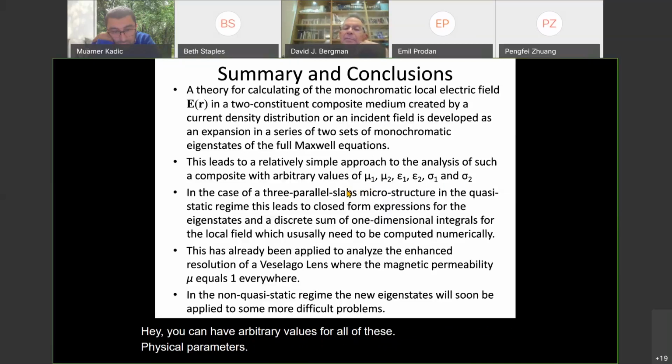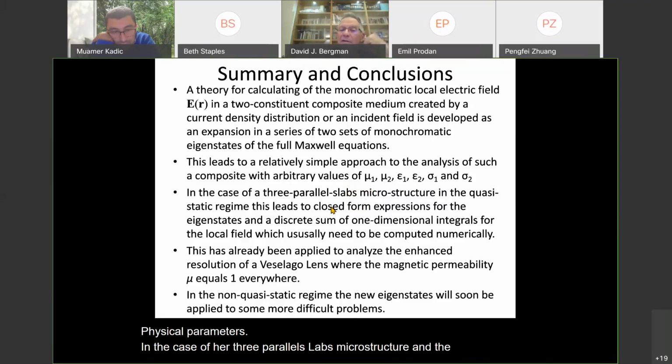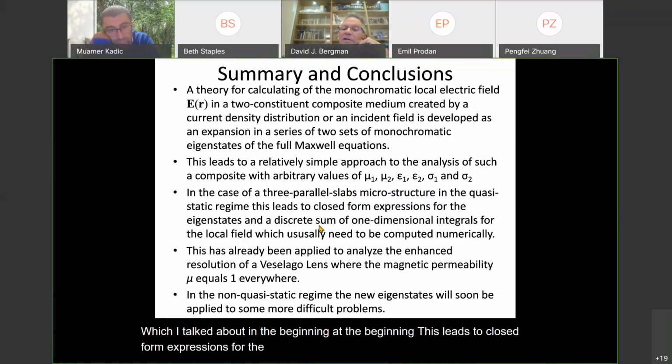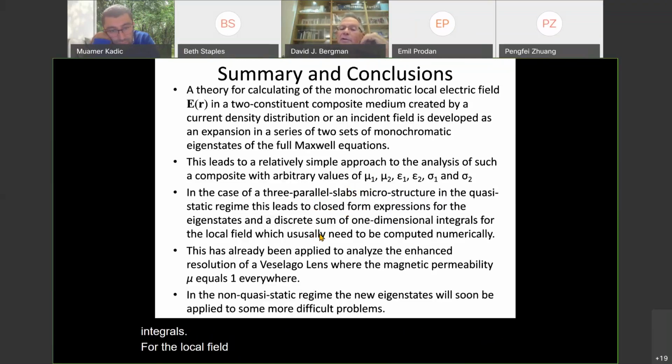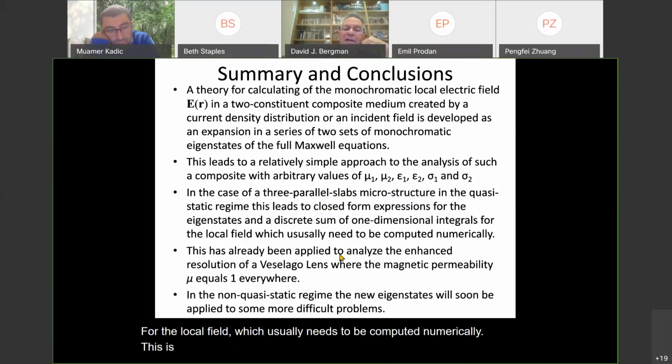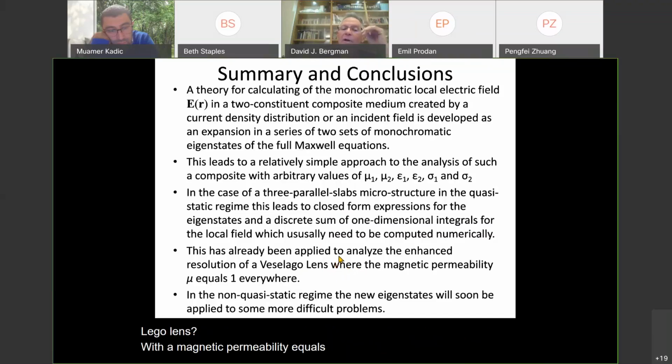In the case of a three parallel slabs microstructure in the quasistatic regime, which I talked about at the beginning, this leads to closed form expressions for the eigenstates, and a discrete sum of one-dimensional integrals for the local field, which usually need to be computed numerically. This has already been applied to analyze the enhanced resolution for the superlens with the magnetic permeability equal to 1 everywhere, and this was done also away from the quasi-static regime.